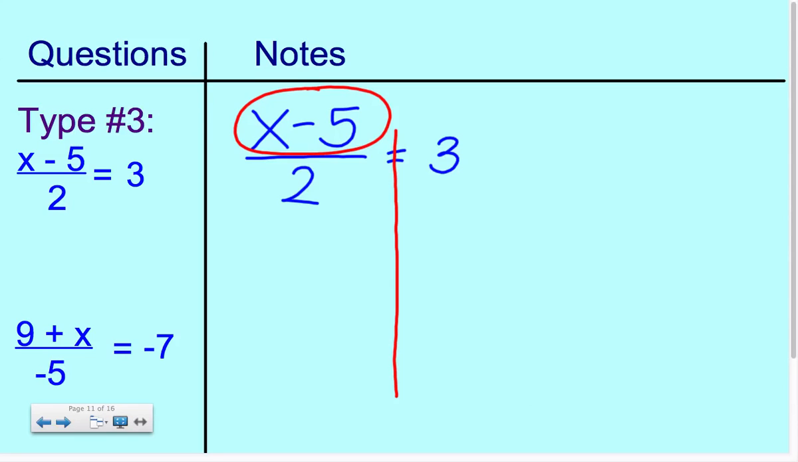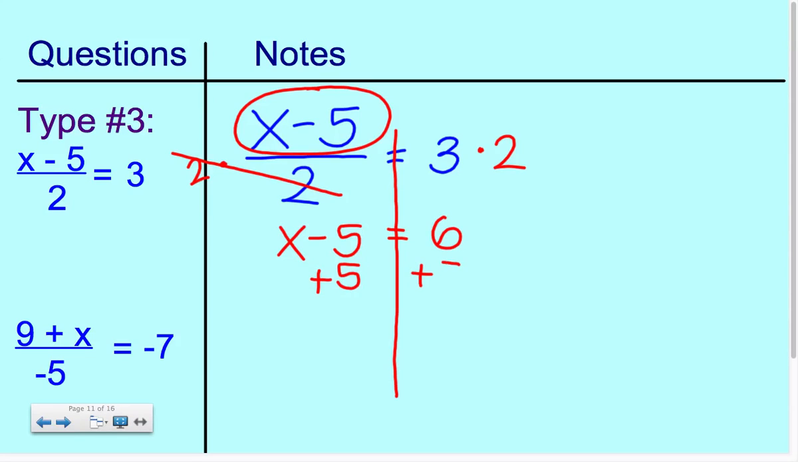To get rid of the 2, I look at what operation is happening in the problem right now. I see a line above the 2, so that means divide. I have to do the opposite, which is timesing by 2, timesing by 2. These 2's will cancel, and I'm left with x minus 5 on the left and 6 on the right, because 3 times 2 is 6. Now to get x alone, I just do the opposite of minus 5, which is plus 5 to both sides. These make 0, so x equals 11.